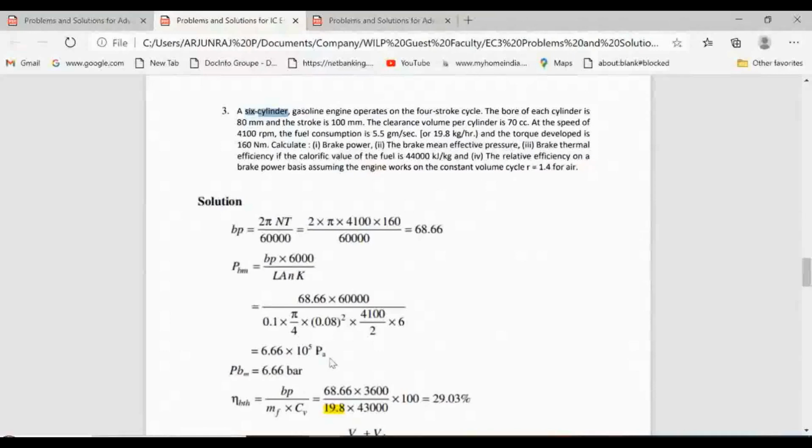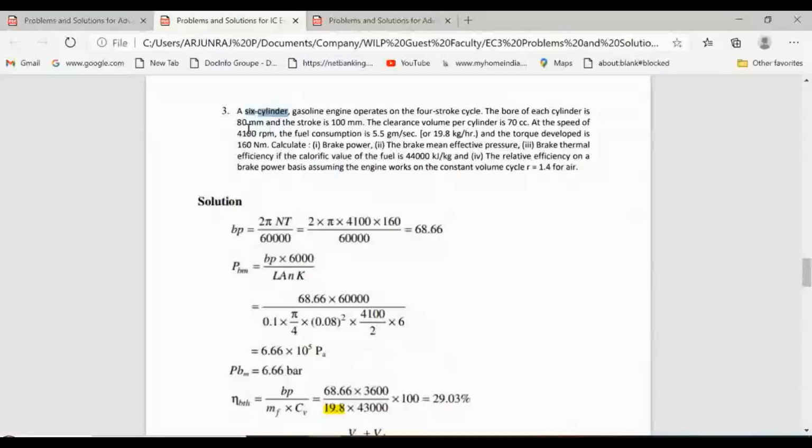Even how can you define 1 Pascal? In terms of Newton meters, 1 Pascal is nothing but 1 Newton per meter square. When I say this much Pascal, it is nothing but 6.66 into 10 power 5 Newton per meter square.